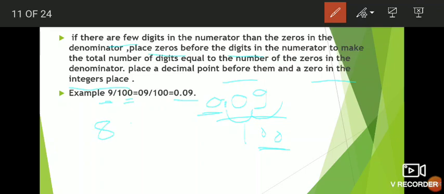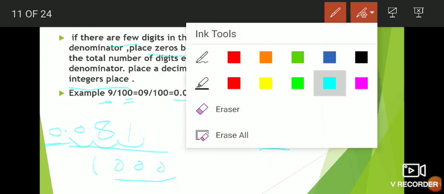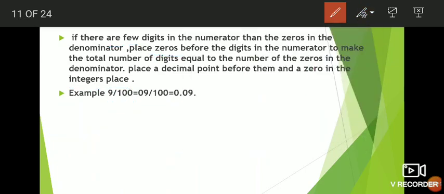We can write this example also. See here, 81 divided by 1000. Now here 3 zeros are there, and here only 81 is there. So we can add 1 zero here, and this 0 is at the integers place. So count 1 2 3, that is 0.081.